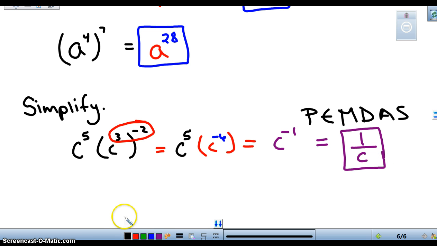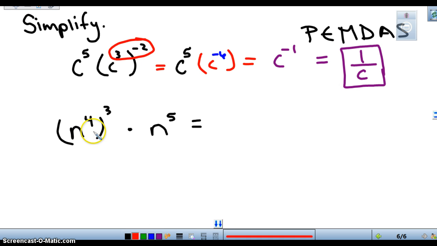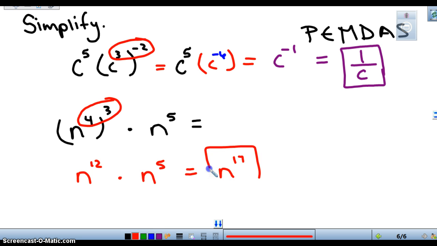Let's try this again. Let's say you have to simplify n to the 4th cubed times n to the 5th. What would be the first thing you have to do? We have to follow order of operations, so this means n to the 12th times n to the 5th. What is the rule when you're multiplying exponents with the same base? Add the exponents.